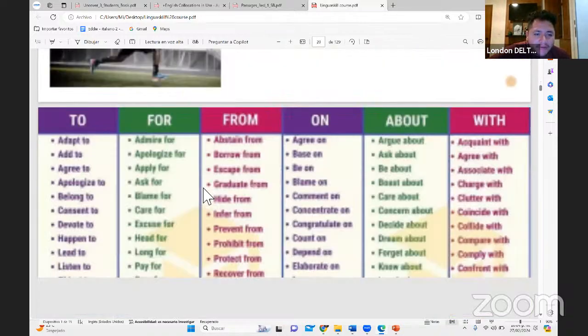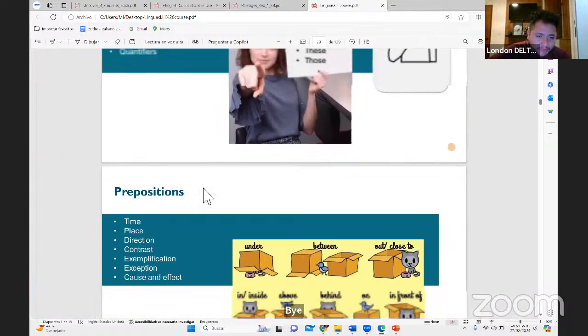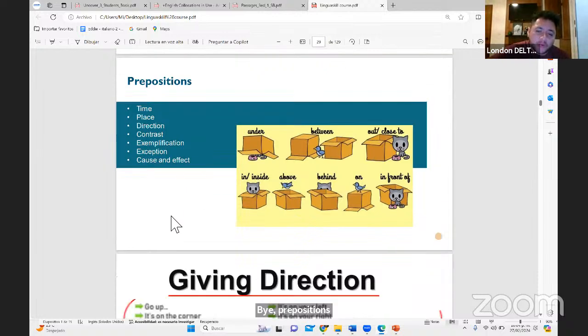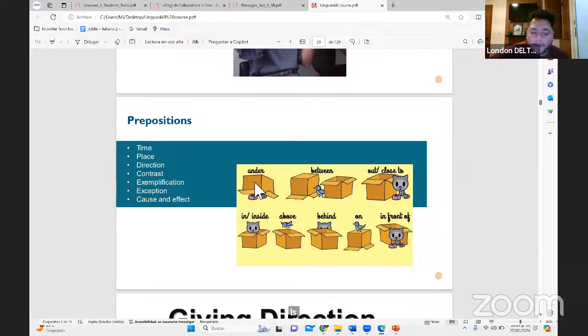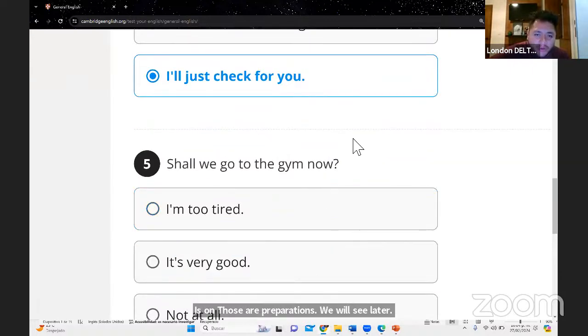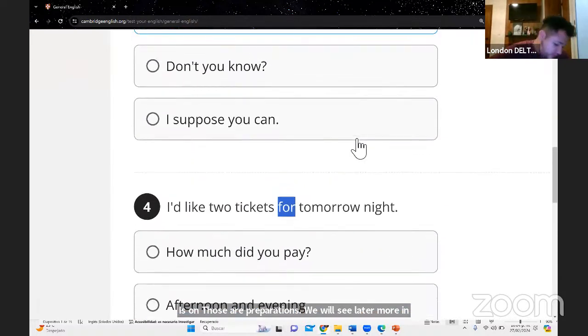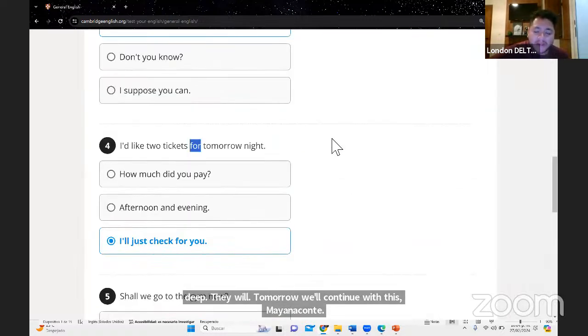Prepositions. Esas palabras como for, on, up. Those are prepositions. We will see later more in depth. Very well. Tomorrow we will continue with this. Mañana continuamos. Very well. So we will continue with this test.